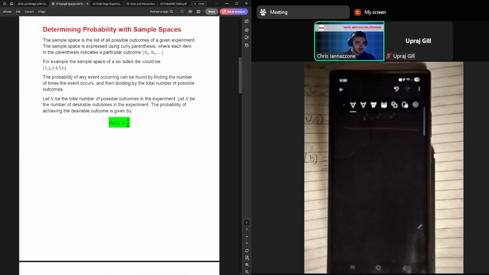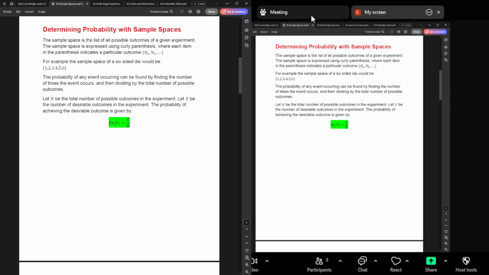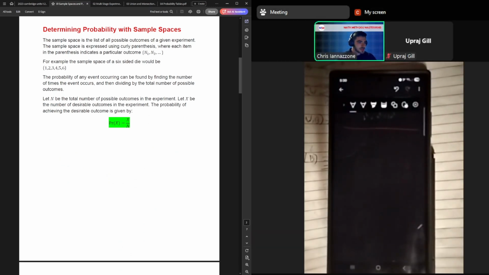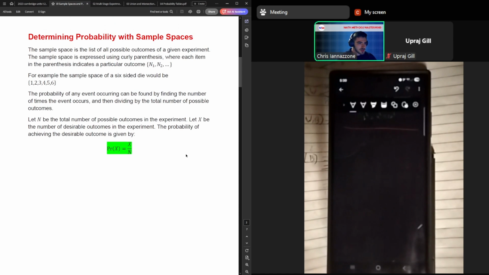Okay, just make sure I've got all my screen shares sorted. Yeah, looks good. Cool.